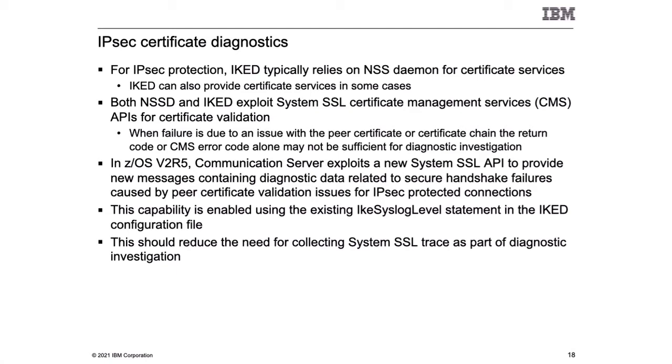In V2R5, CommServer exploits that same new System SSL API to provide new messages with additional diagnostic data to help you diagnose certificate-related failures. Once again, you do have to enable this using the existing IKE syslog level statement within the IKED configuration file. As with the previous item we discussed, the goal here is to reduce the need for collecting System SSL trace data.